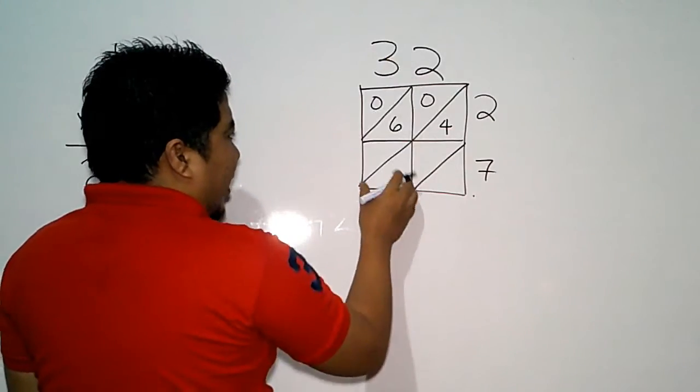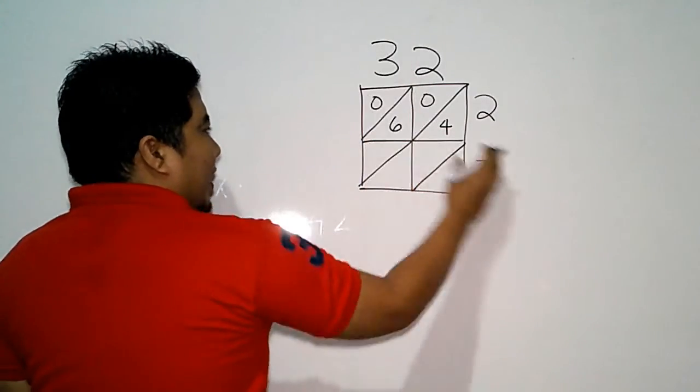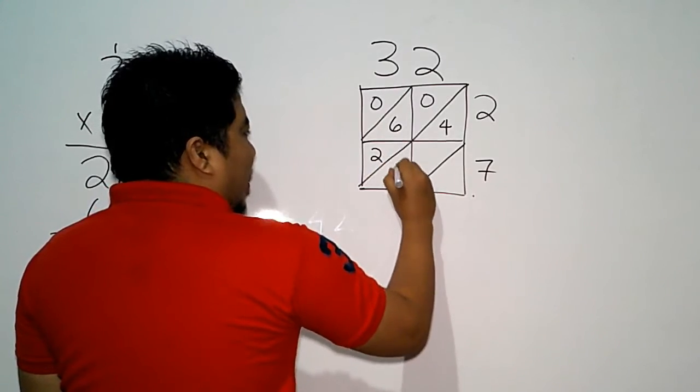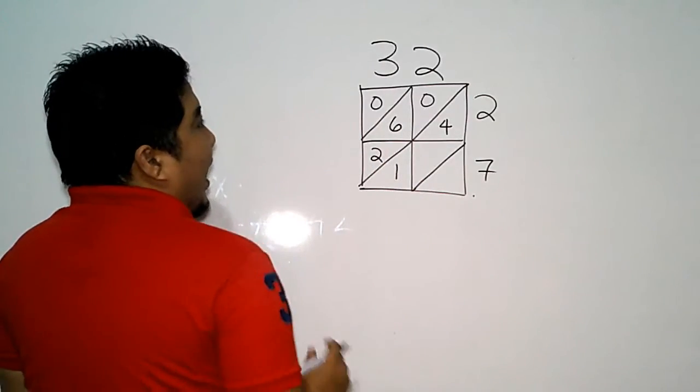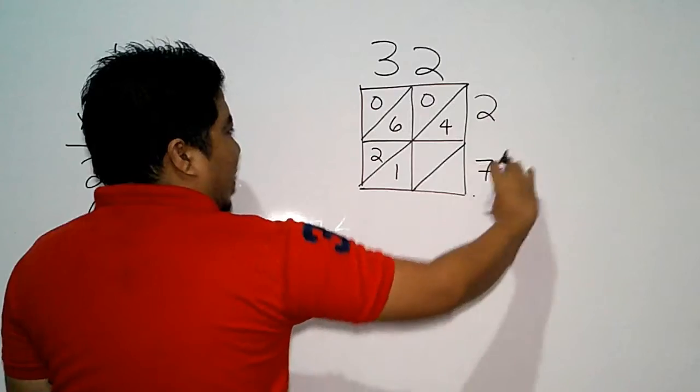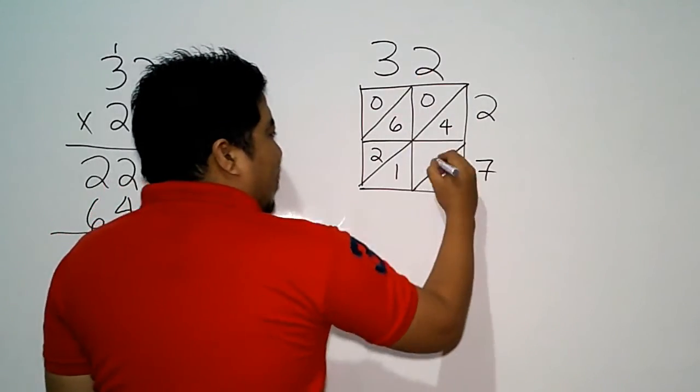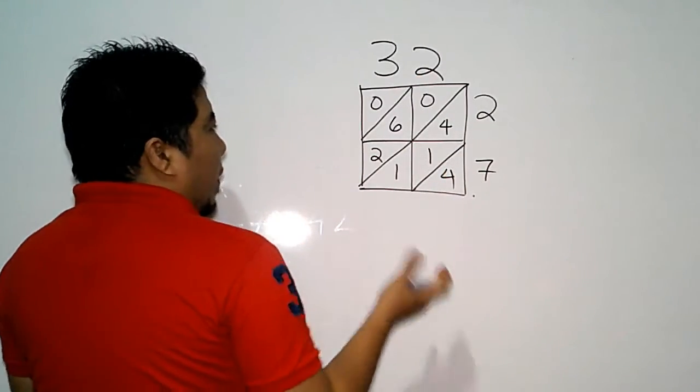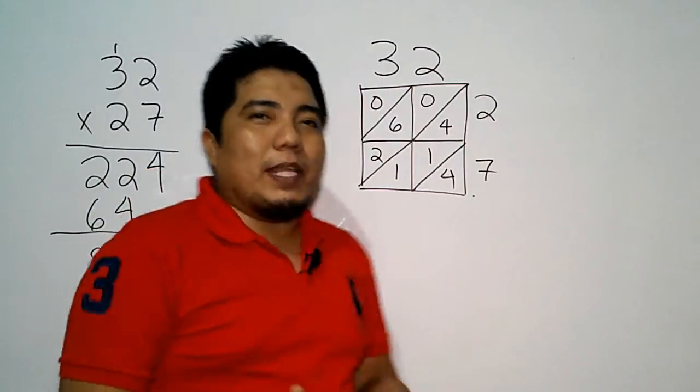Then, we have here 3 and 7. So, 3 times 7, that is 21. So, we put 2 and 1 here. And then, finally, we have 2 times 7, this one, okay? So, we have 14. So, by doing so, our table now is completed.